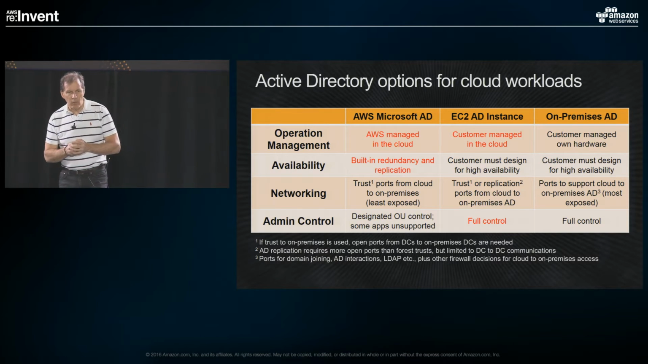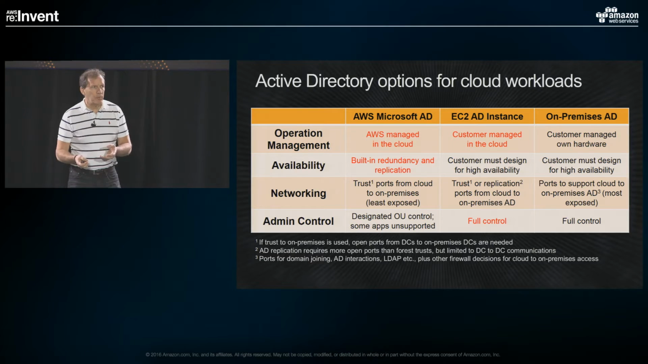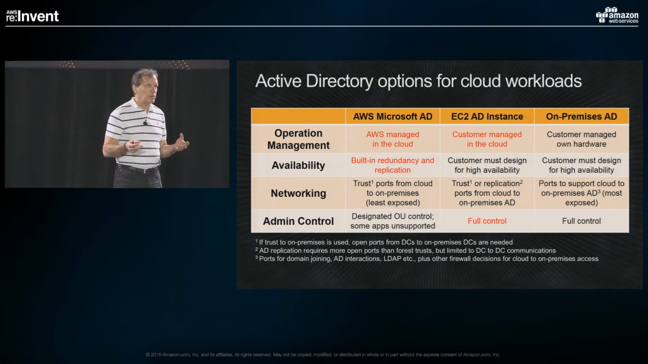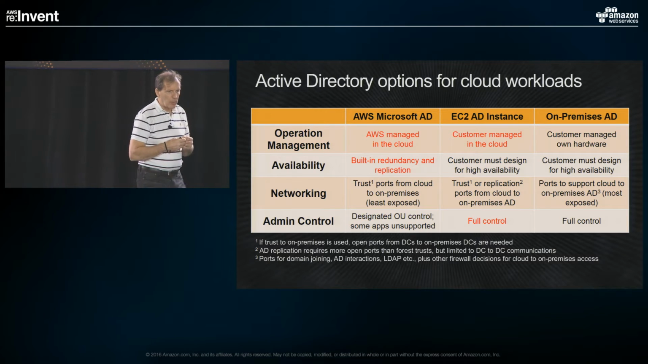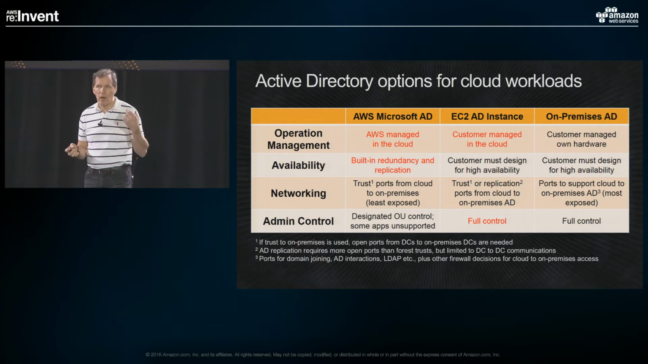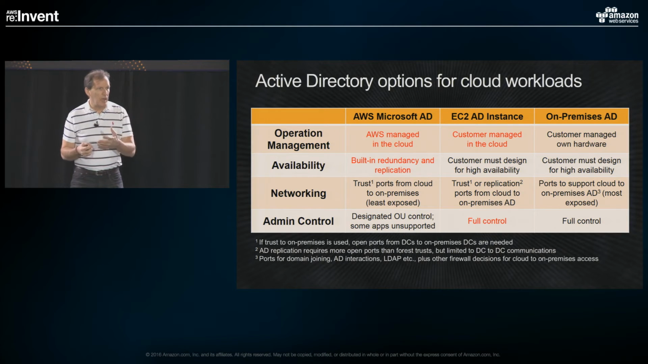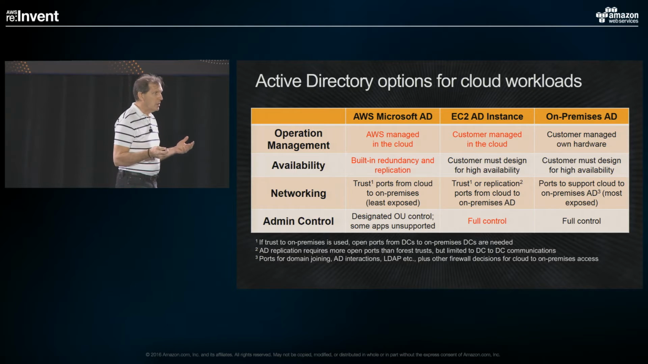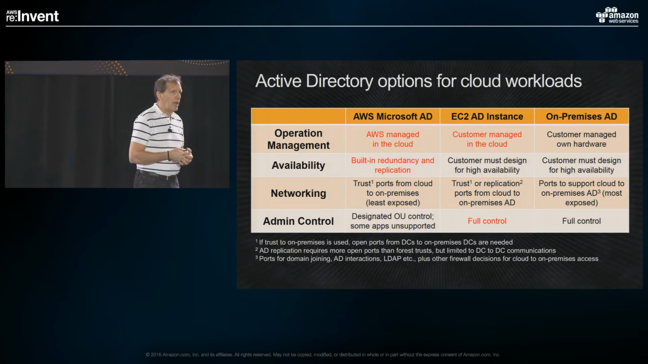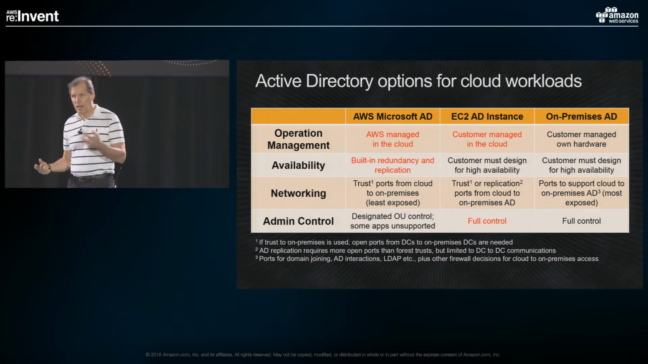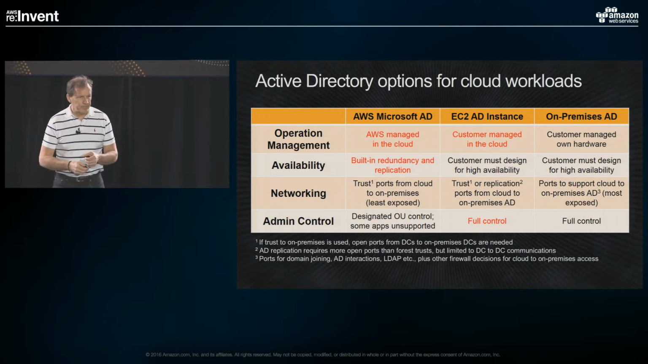From a networking standpoint, if you're using an on-premise Active Directory use case, you have a lot of ports that you've got to open up. You have to open up all the ports for domain joining, for all the AD interactions and LDAP interactions that are going on between your desktops and your corporate network. So there's a lot of firewall things you've got to think about and understand how that fits in with your corporate policy for communications between the cloud and your on-prem network.